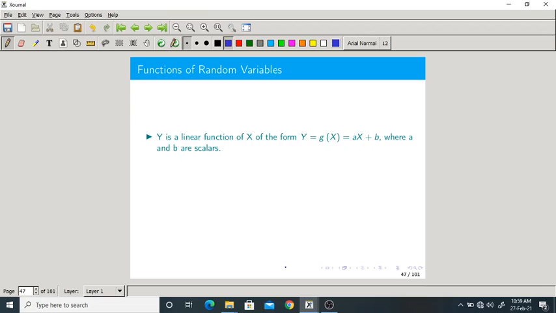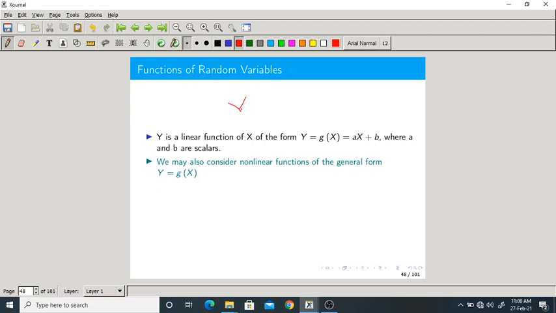Now let us move on to functions of random variable. Till now we have seen only a random variable X. Now let us see functions of random variables. So Y is a linear function of X, Y equal to g of X, Y equal to aX plus b. We have two random variables now. X is a random variable, Y is also a random variable, but Y is a linear function of X. Here it can be a non-linear function also.